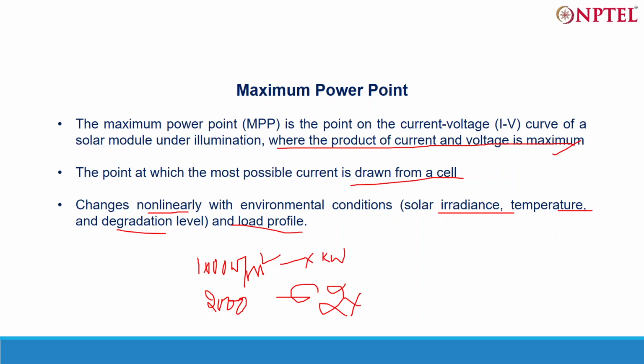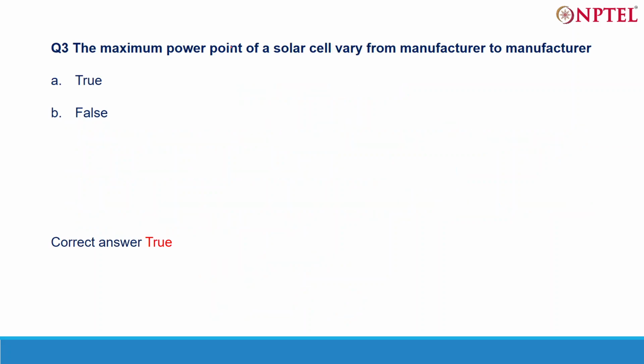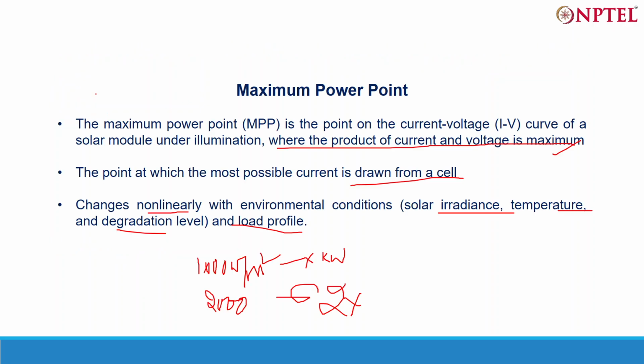Now I am sure you can easily answer this question: the maximum power point of a solar cell varies from manufacturer to manufacturer. Yeah, it's a true statement. Why? These are the things that vary from manufacturer to manufacturer: load profile, solar irradiance, and many other things, like how they make these solar cells and what the level of testing is. That's why these things actually vary.